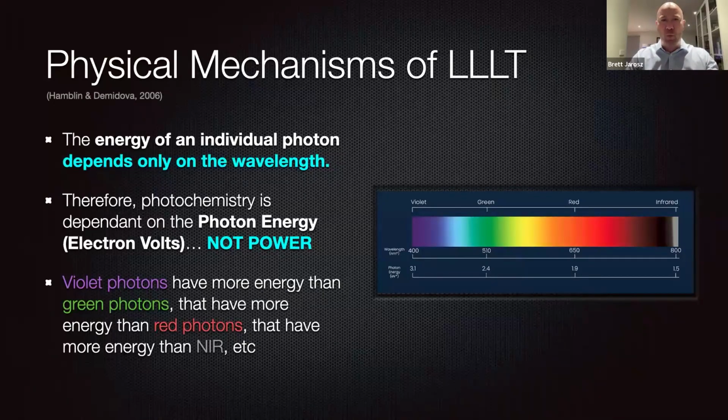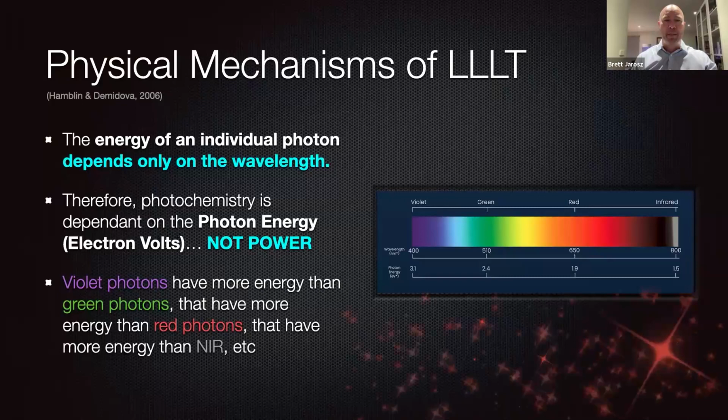So you hear watts on the device. Watts is the same as power. Again, the terminology is where we get a lot of confusion when it comes to the various forms of light therapy. When you think of power, you think of watts. When we're thinking about energy, we're thinking about the color of light, the electron volts. As we can see from the picture on the right, violet photons have more energy than green photons, which have more energy than red photons, which have more energy than near infrared.